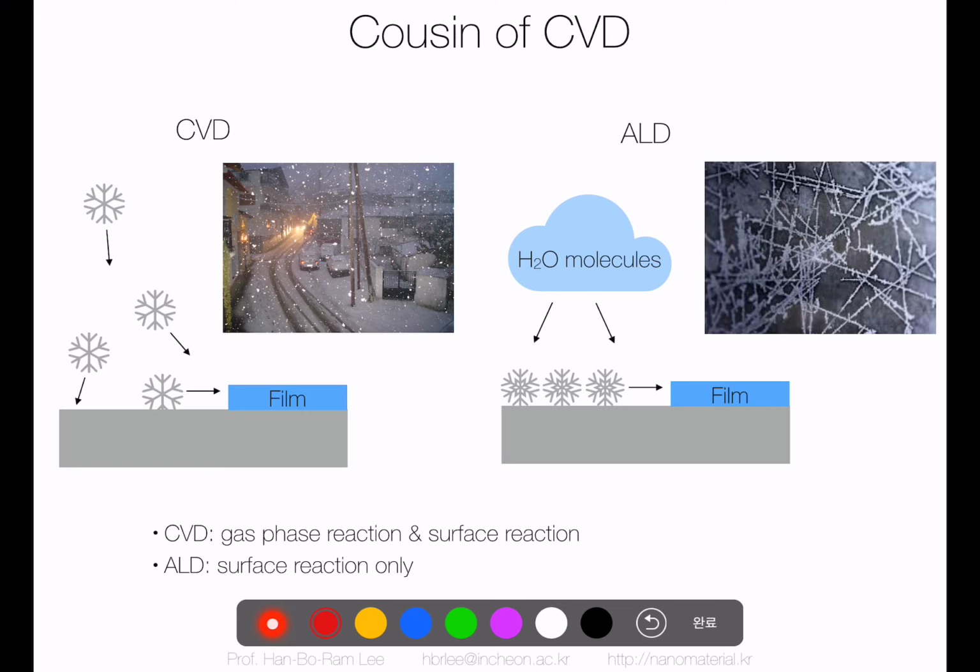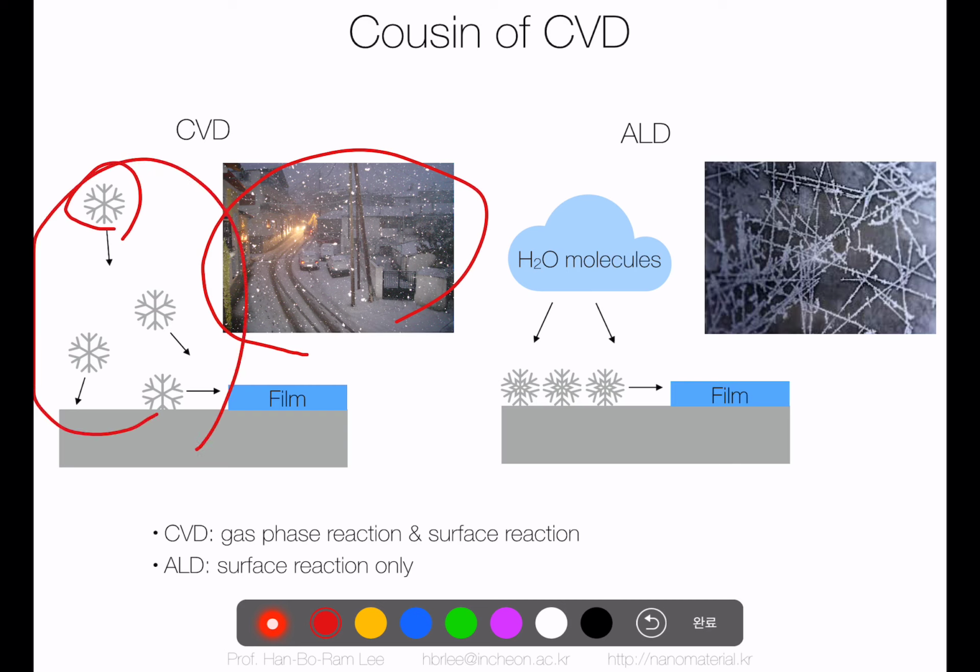Typically, CVD is chemical vapor deposition, and it sounds very similar to ALD, but the big difference is the reaction. CVD is the snowing. In the CVD process, the precursor reacts with the reactant or decomposes in the gas phase, and then that forms nuclei or clusters, and they form a film on the surface. This is the gas phase reaction, accompanied by a surface reaction at the same time, but the gas phase reaction is dominant.